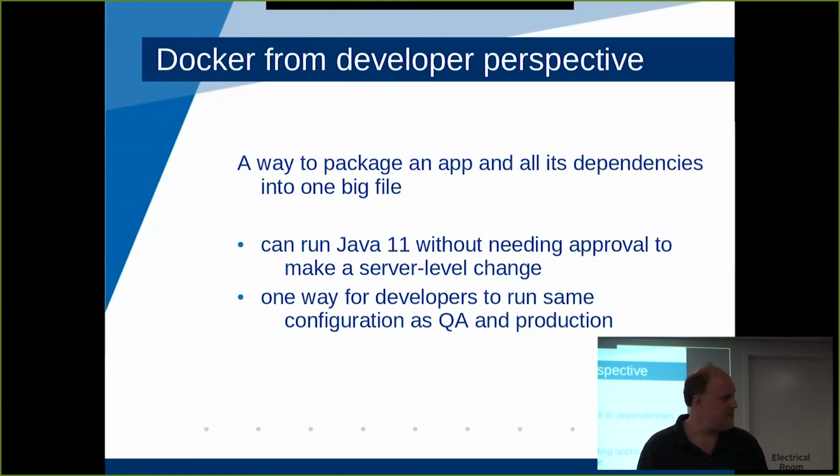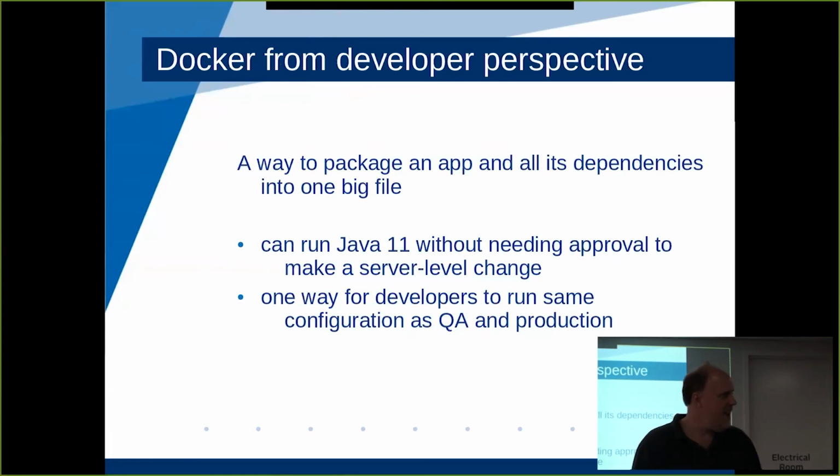From a developer's perspective, the most important thing about Docker is it's a way to package an app and all its dependencies into one big file and just ship that file around. So, for example, you might use Java 11 inside your container. You don't need anybody to install anything or approve it because it's inside your container. And it is a way for developers to run the same configuration as QA in production because you just ship the container and just the environment-specific settings have to change.